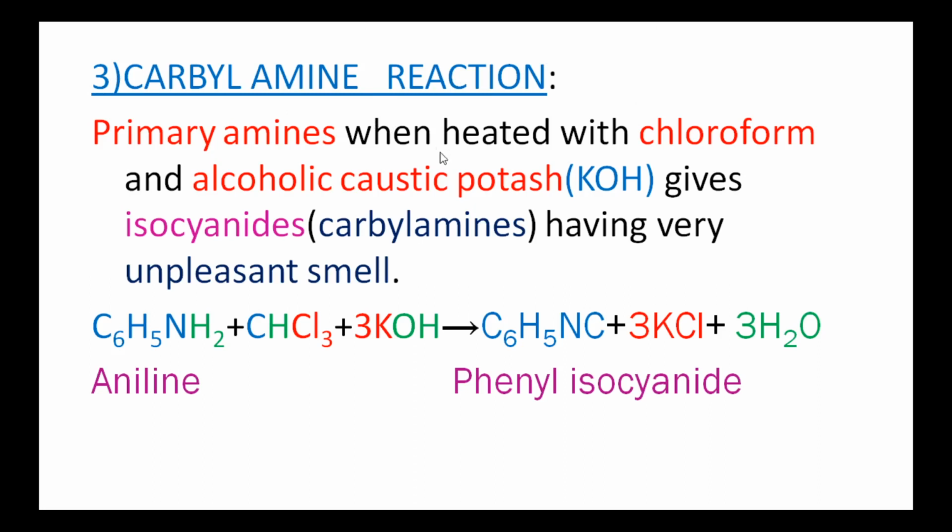This is also given by aliphatic amines. The primary amines, when heated with chloroform and alcoholic caustic potash, that is KOH, give isocyanides, which are also known as carbylamines, having a very unpleasant smell. In this reaction, aniline reacts with chloroform in the presence of a base such as KOH. Phenyl isocyanide is formed, which has an unpleasant smell.